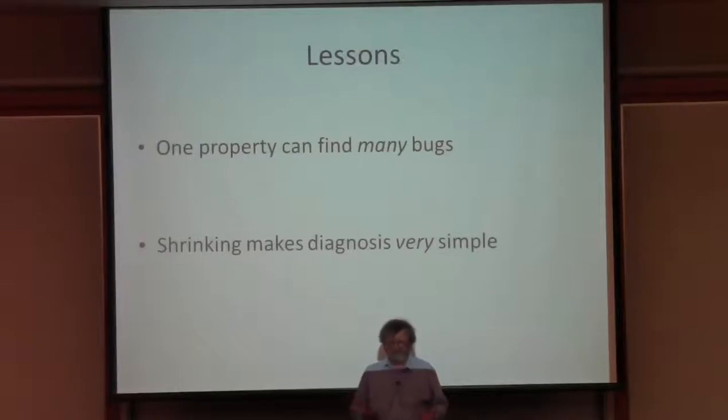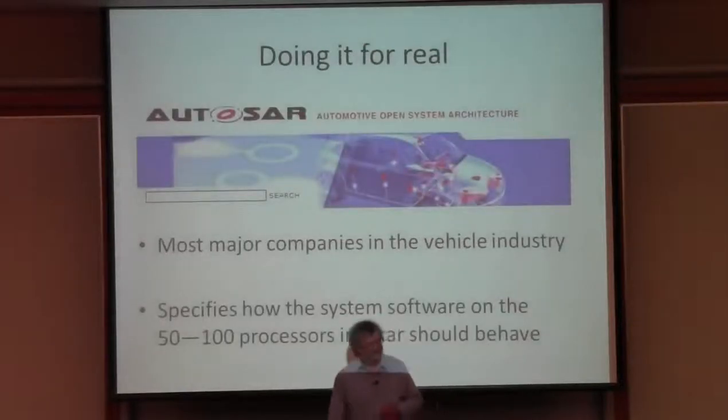So, what have we seen from that? Well, we've seen that one property was able to find many bugs. That's very good for finding a lot of bugs with little work. But also, I hope you've seen now that the shrinking process that generated those minimal examples made the bugs very easy to find. That was a tiny example.